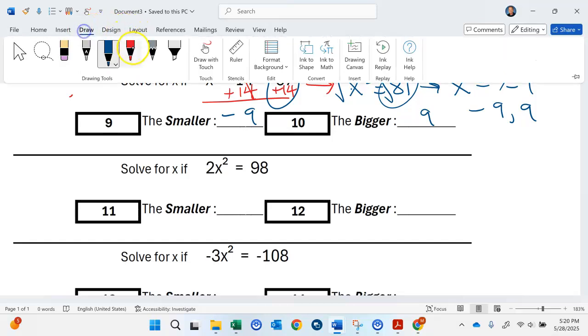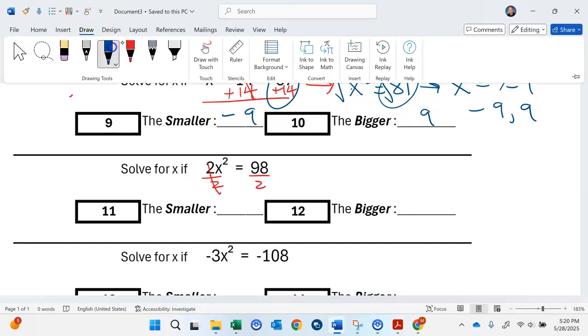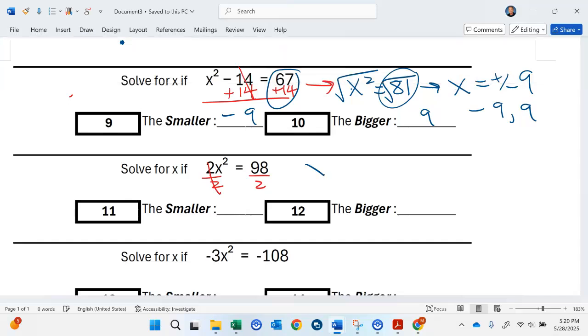Okay? Well, what we need to do is we need to remove this 2 first, divide by 2, right? This cancels that. And then we get x squared equals 98 on your calculator divided by 2 is going to be 49. Okay, and then we take the square root of both sides. This would become x equals plus or minus 7. So negative 7 or 7.